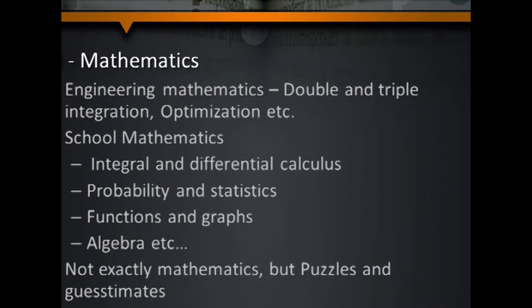Then mathematics is another thing they can ask you. Engineering mathematics is the worst, the toughest ones you could face: double and triple integration, maybe the optimization course you would have done in engineering. But generally, they do not ask to that extent. They will ask something like integral and differential calculus, which you would see in IIM Calcutta and other IIMs as well. Integration of x ln x dx, for example. They might ask you to use differential calculus to find the maxima and minima of an equation.